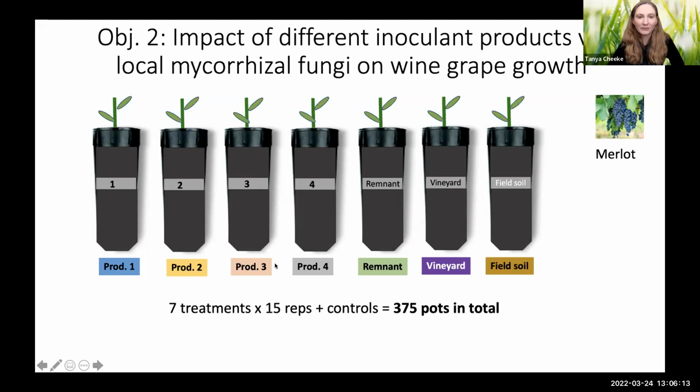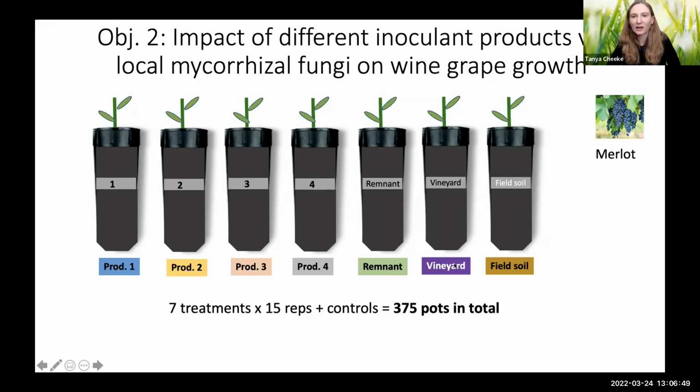So here we have 4 different products that you can buy off of the internet or in stores, and I'll talk about those in a minute, compared to the fungi from local remnant soil. So we went to a local undisturbed natural area and collected soil from underneath sagebrush because that's a long-lived local perennial. We also went out to a local vineyard, an established vineyard, from an area that was a vineyard for 50 years. So this is an established vineyard that we collected soil from.